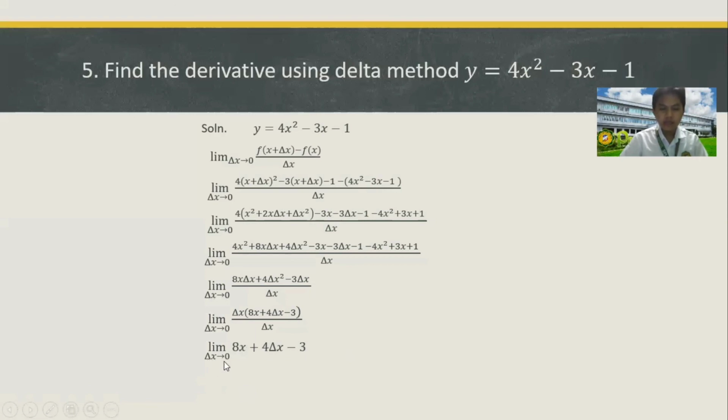Then substitute 0 to delta x. So 8x plus 4 times 0 minus 3. So our final answer is 8x minus 3. So our answer for the derivative using the delta method of y equals 4x squared minus 3x minus 1 is 8x minus 3.